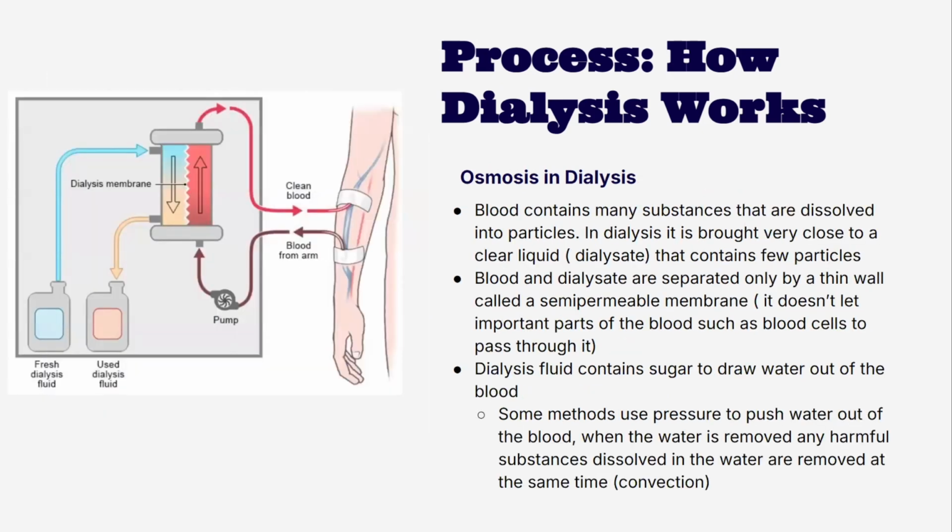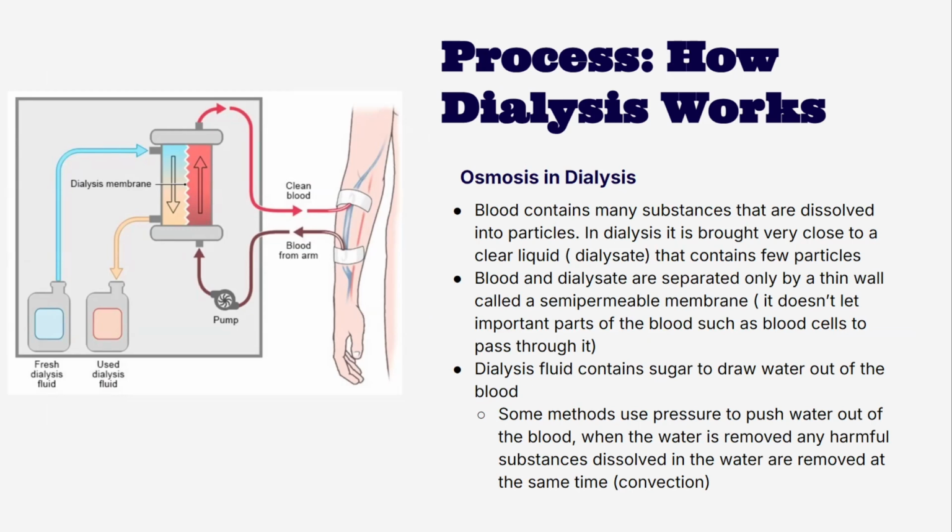So osmosis in dialysis. Blood contains many substances that are dissolved in particles. And so during osmosis, you don't want the blood cells to be removed from the blood. You just want excess water. And so in dialysis, the blood is brought very close to a clear liquid called the dialysate that contains few particles.